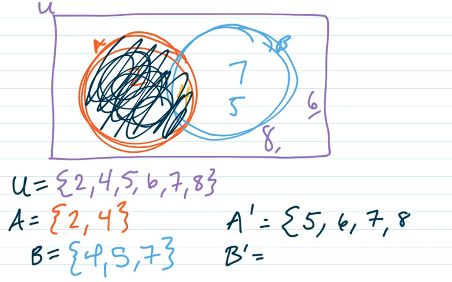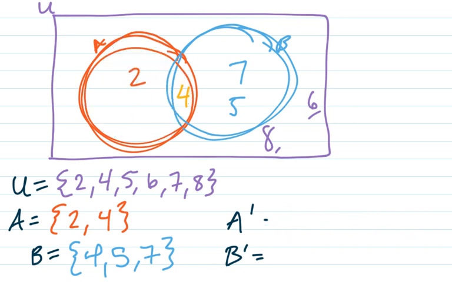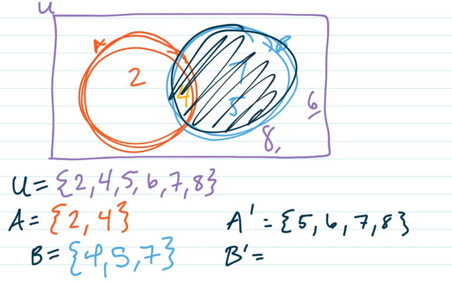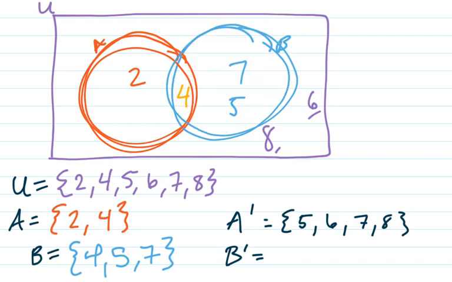Okay, now let me actually go back, just because I didn't want to have that A blocked out anymore. And we're going to do the same thing for B complement. So the complement of B is everything in the universal set except for what's in B. So if I cross out B, what's left? We have 2, 6, and 8. And that's how we find our complements.